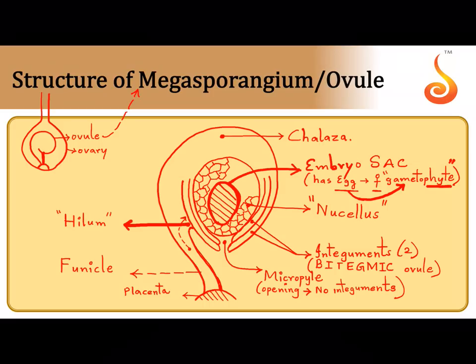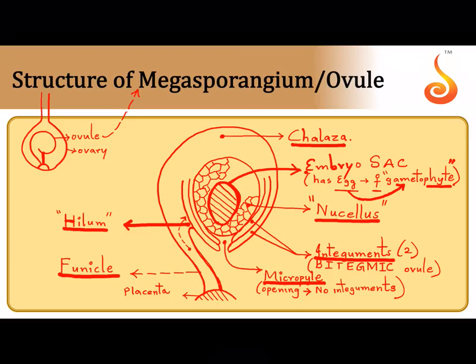So I'm repeating again. The ovule has a stalk. What is the stalk of the ovule called? Funicle. The point where the stalk joins the body, the junction between the stalk and the body, hilum. The base of the ovule, chalaza. The main nutritive tissue of the ovule, nucellus. And the coverings of the nucellus, which envelope the nucellus, integuments. How many coverings are there? Two coverings are there. The region where covering is not there, the opening of the ovule, micropyle.